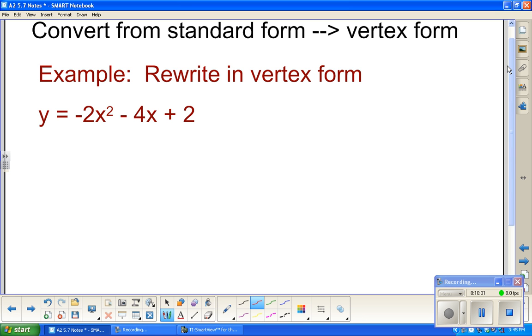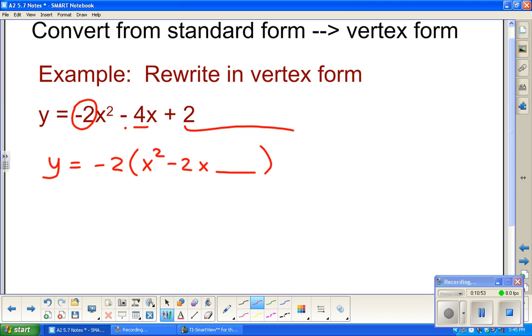But when there's an a value in there, you've got to be a little careful. What you want to do is factor that out first. So I take the negative 2 out. It leaves me with x squared. Taking the 2 out of that term leaves me minus 2x. Then we're going to leave a space here. We're going to figure out what the perfect square is. We're going to complete the square.